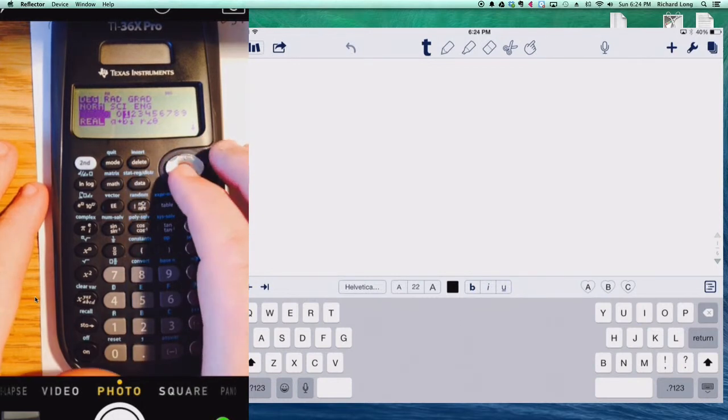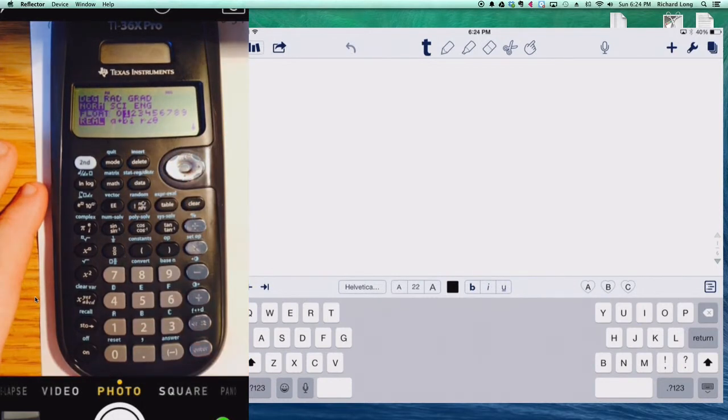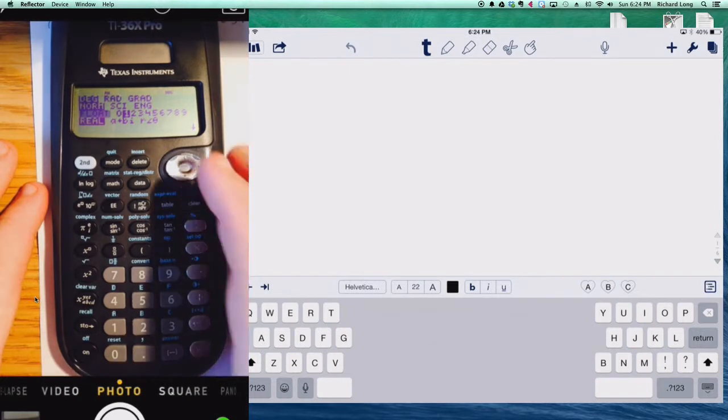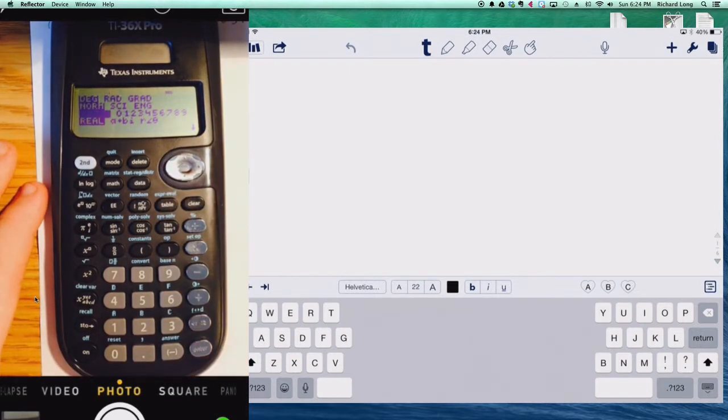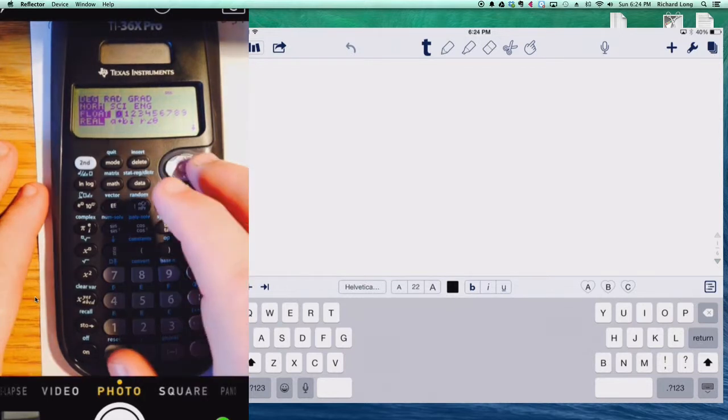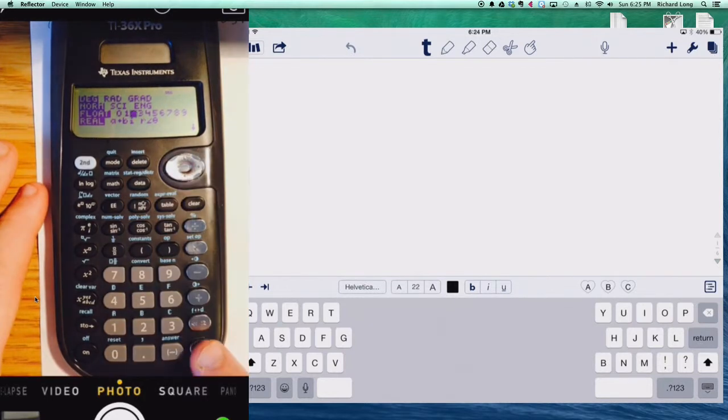Sorry about that, folks. And then what we've got here is where you set the number of decimals. Float just means it'll have as many decimals as the calculator can store. If you were working with money, for example, you would want 2 decimal places, so you'd have dollars and cents.